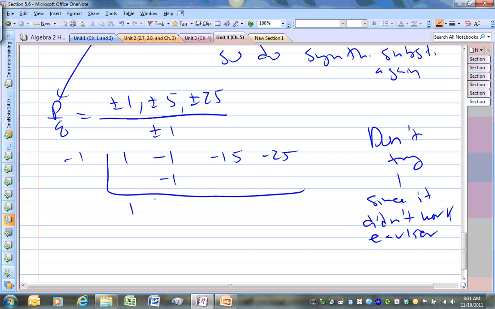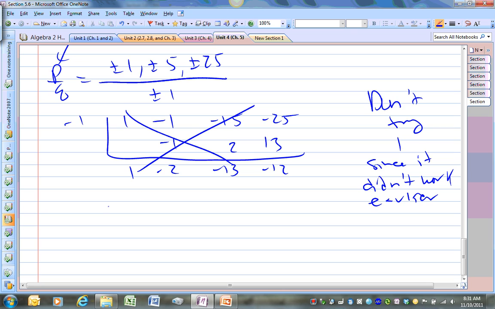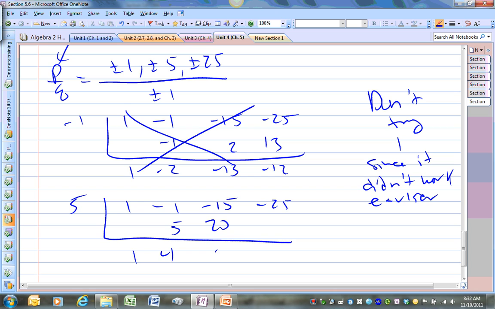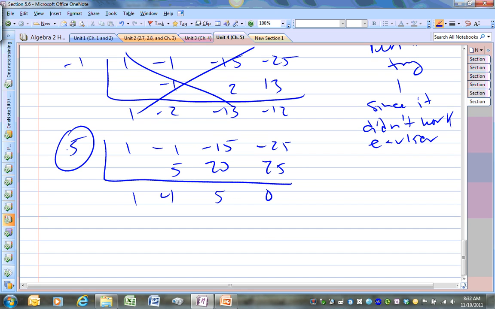1, -1, -2, 2, -13, 13. Okay, forget about that one. So let's try 5. 1, 5, 4, 20, 5, 25. Cool, that works. So 5 is also one of our zeros.